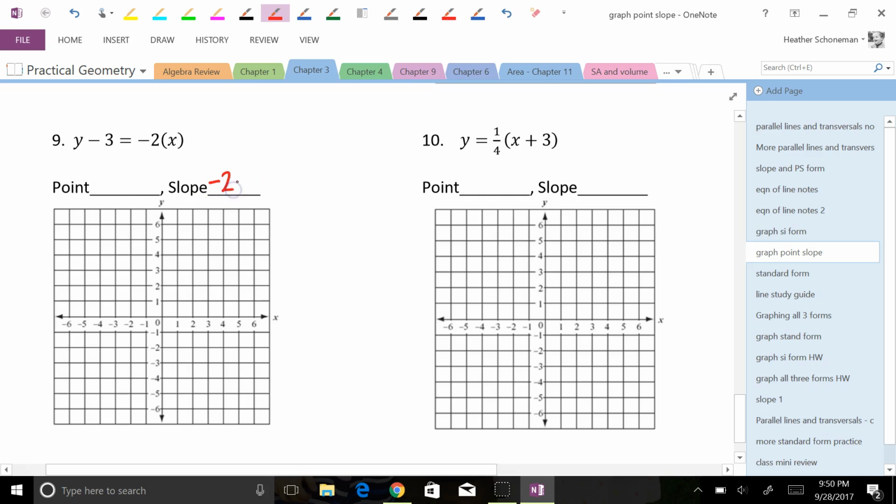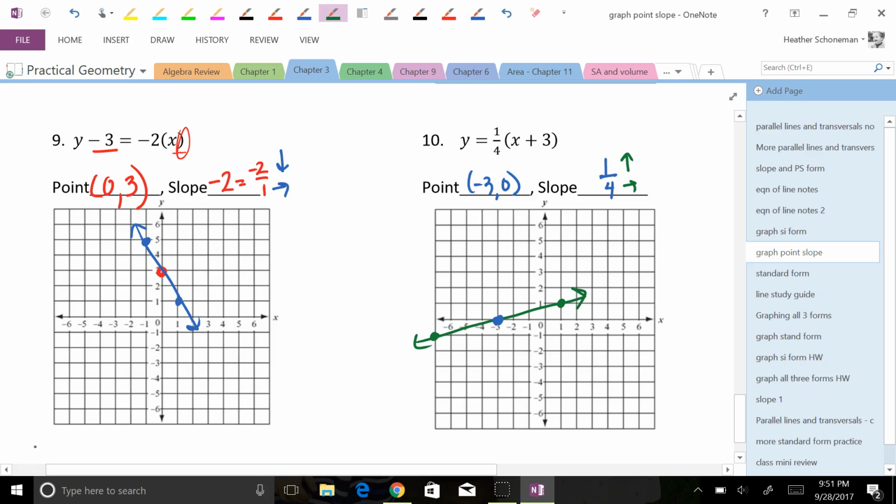Alright, the next one. The slope is the number in front of the parentheses, which would be negative 2 over 1. The point: there's nothing with the x right here, so that's 0. The opposite of what's with the y is 3. So the point is 0, 3. And now we use our slope, which is down and to the right, or up and to the left. I want you to pause the video again and try number 10.